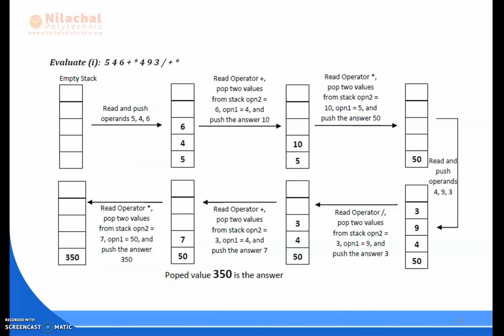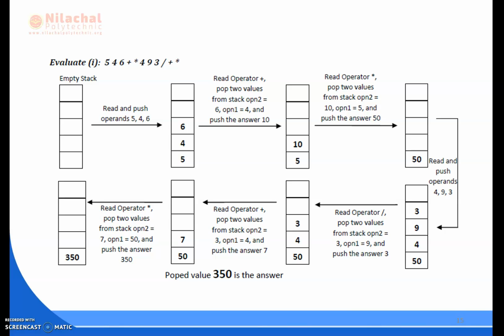So we will see this with an example. Here is a postfix expression, that is 5 4 6 plus multiplied by 4 9 3 divided by plus multiplication. Here we need to solve that. First we initialize the stack. Initializing the stack means we take top equal to -1 and the first element equal to 0.